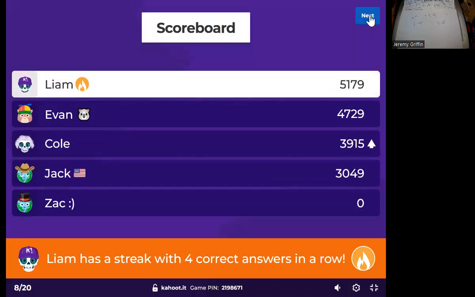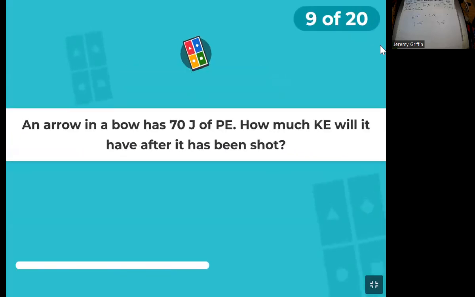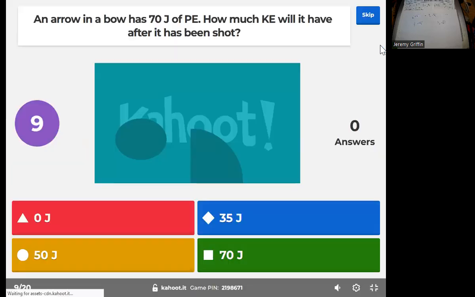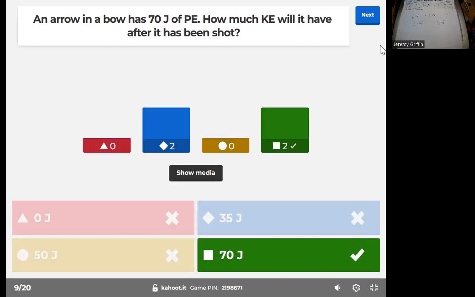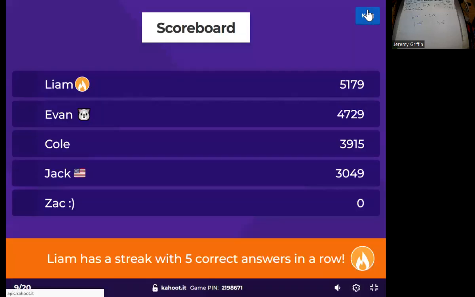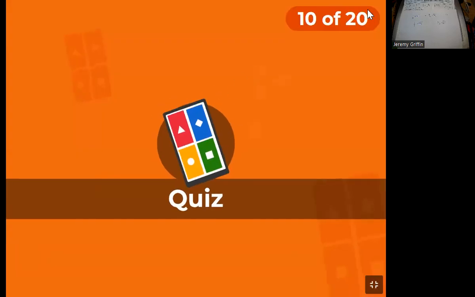I've got Liam, Evan, Cole, and Jack. An arrow in a bow has 70 joules of potential energy stored in the bowstring. How much kinetic energy does it have after it's been shot? So there's your conservation of energy. This is assuming that all the energy in the bowstring goes into the motion of the arrow. If that's true, then there you go: 70 joules equals 70 joules. So that's setting up a conservation of energy right there. Liam's still on fire, still in first.